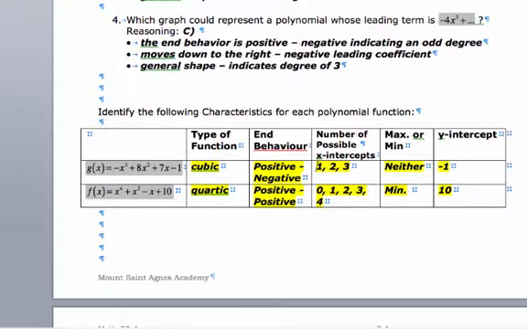Looking at the second function, f of x, it is a quartic, or a fourth degree polynomial. Because of its leading coefficient being positive, we know that the end behavior here is going to be positive, positive. Because it is degree 4, we know that the number of possible x-intercepts is 0, 1, 2, 3, and 4. And now we also know that there's going to be a minimum because this quartic function will be facing upwards. There will be some minimum value, and our y-intercept is 10.